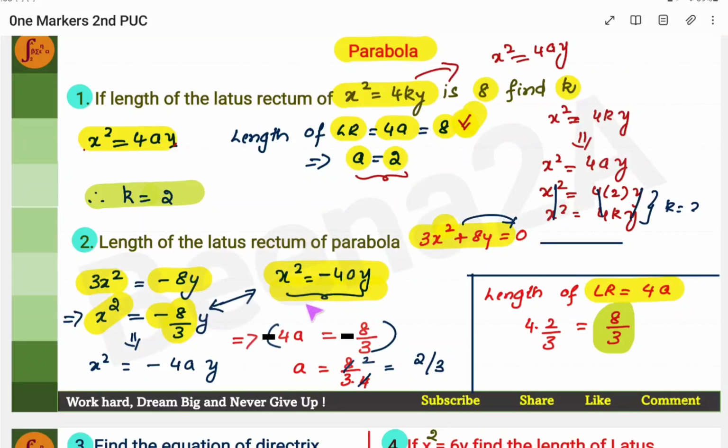Now if you look at both these equations, it is inferred that this 4a should be equal to 8 by 3. Rather, I would say minus 4a should be equal to minus 8 by 3, because x square and x square is same, y and y is same. So this portion also needs to be equal. So when I say 4a is equal to 8 by 3, it means that a is equal to 2 by 3 when I simplify. Now in the length of the latus rectum, I need to substitute the value of a, which is 2 by 3. So I'll get 8 by 3 as the length.